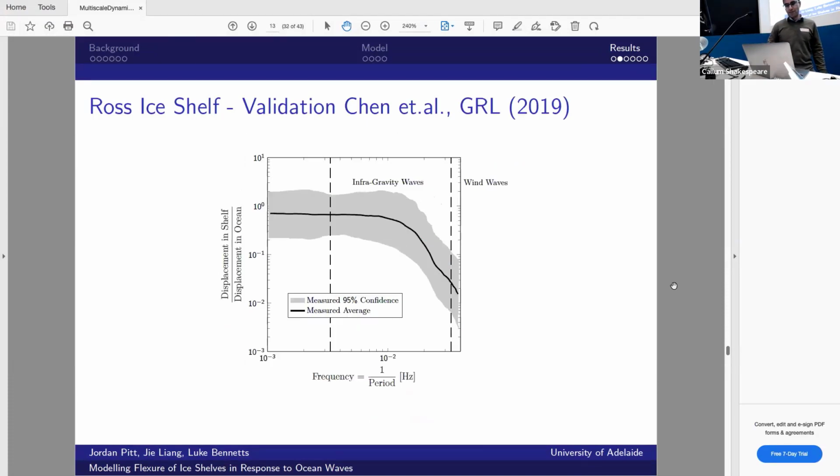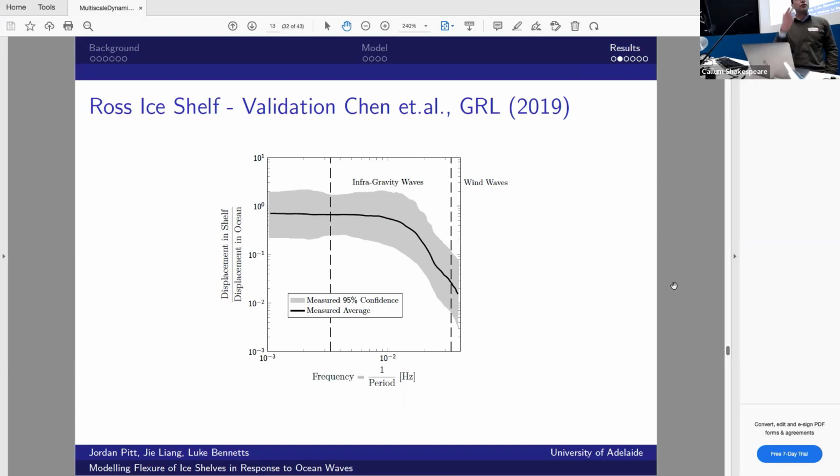So, talking about wind waves: low periods, high frequency. They're mostly reflected. So what you see in the plot is that for displacement in the ocean, you don't get much corresponding displacement in the shelf. So the ratio is low. As our period increases and our frequency decreases and we head into the infragravity regime, we start to see more displacement in the shelf compared to the corresponding displacement in the ocean. And it kind of plateaus out to almost 1, although it's a bit less than 1.